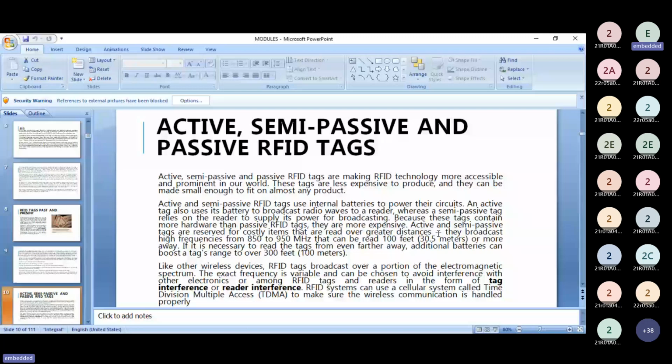Because these tags contain more hardware than passive RFID tags, they are more expensive. Active and semi-passive tags are reserved for costly items that are read over greater distances. They broadcast high frequencies from 850 to 950 MHz that can be read 100 feet or more away. It is necessary to read the tags from even farther away. Additional batteries can boost a tag's range to over 300 feet, which is also 100 meters.